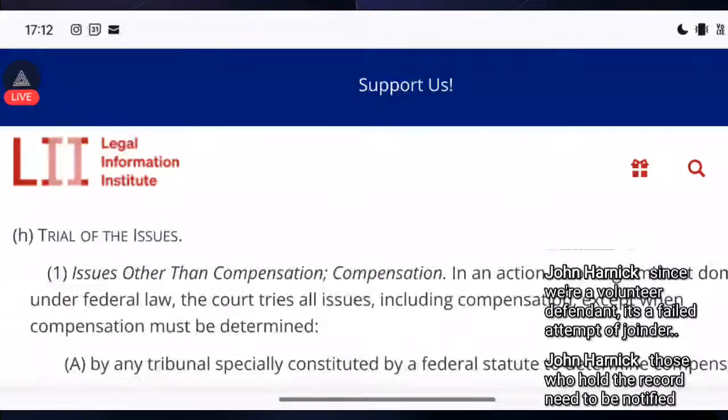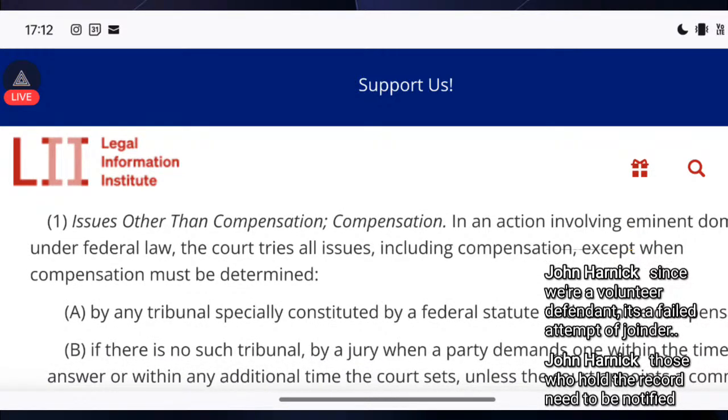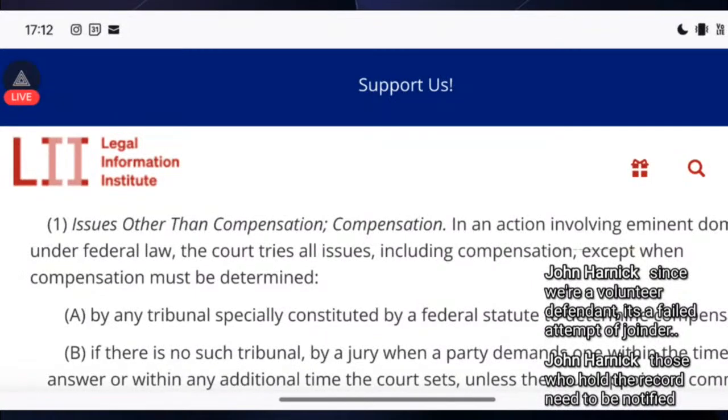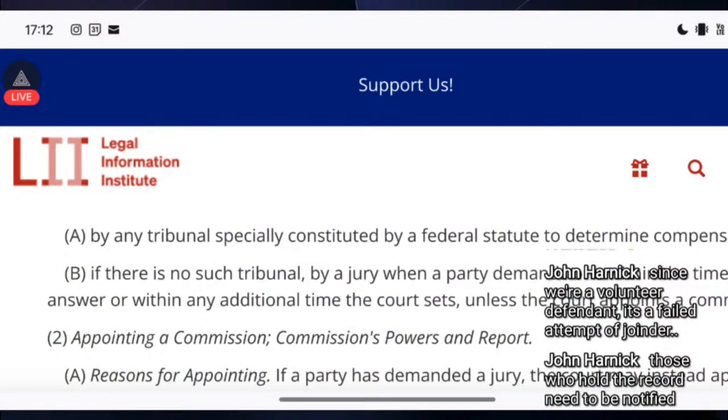Trial of issues. Issues other than compensation. In an action involving eminent domain under federal law, the court tries all issues, including compensation, except when compensation must be determined by a tribunal specially constituted by a federal statute to determine compensation, or if there is no such tribunal, by a jury when a party demands one within the time to answer or within any additional time the court sets, unless the court appoints a commission.